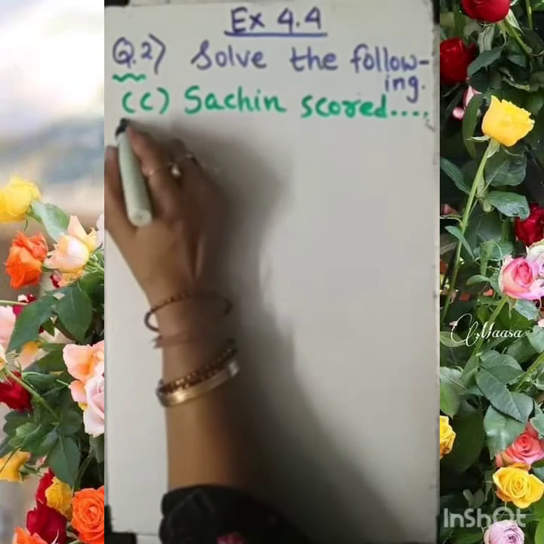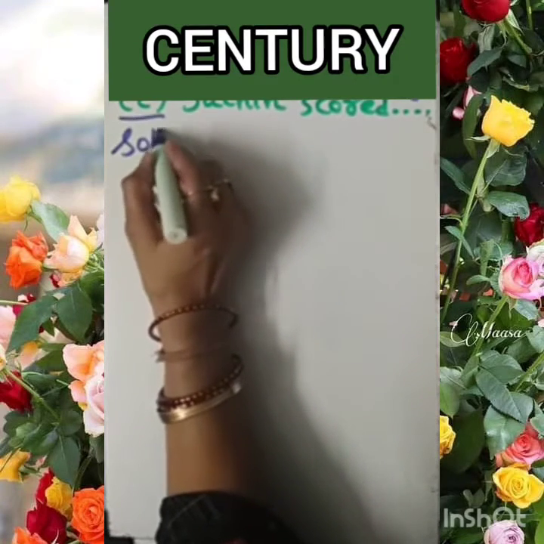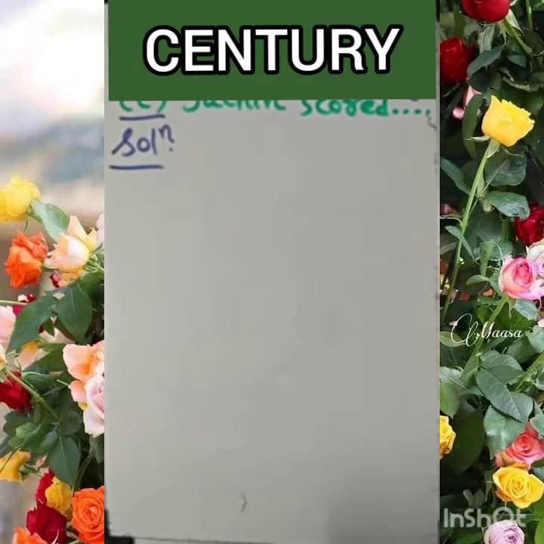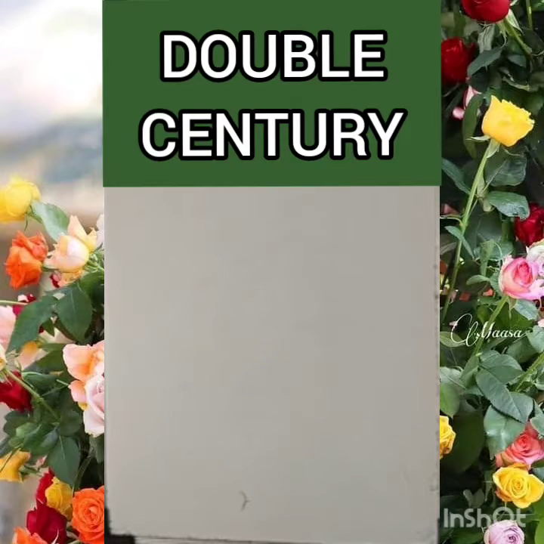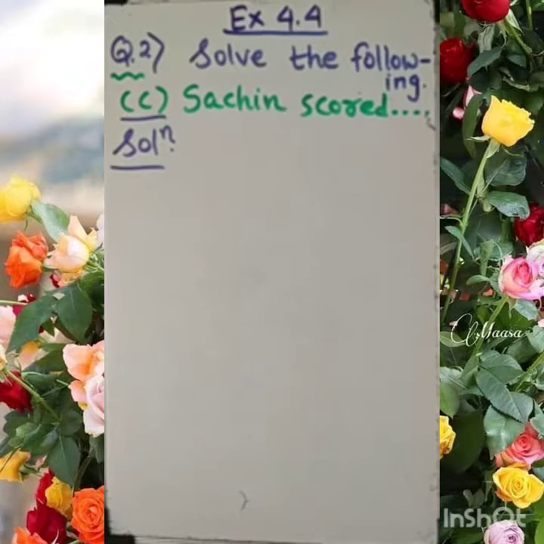Before I start the solution, let me clarify the term century. The word century indicates 100. A century in years we calculate as 100 years. Similarly, a century of runs is 100 runs. Clear? But here the word which we are given is double century. Double century, of course, is 200. Double century means 200 runs.